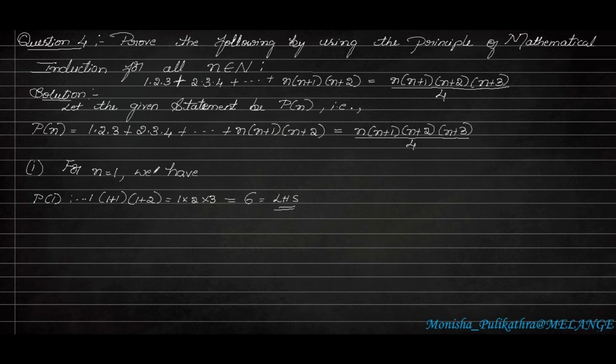So next, the same n is equal to 1, we have to substitute it for this question. Okay, this thing we have to write. So it will become 1 into 1 plus 1 into 1 plus 2 into 1 plus 3 divided by 4. So here it will become 1 into 2 into 3 into 4 whole divided by 4. This 4 gets cancelled. So 3 2s are 6. RHS is also the same. So we can write for n is equal to 1, the statement is true.